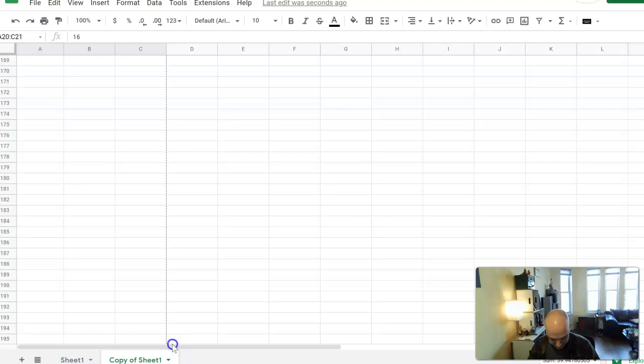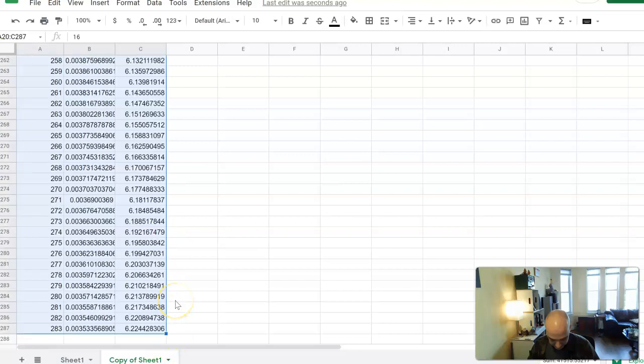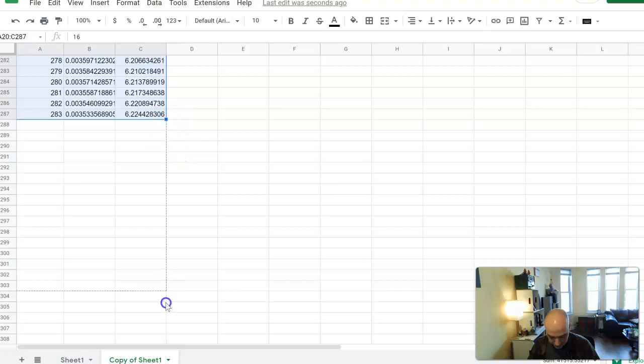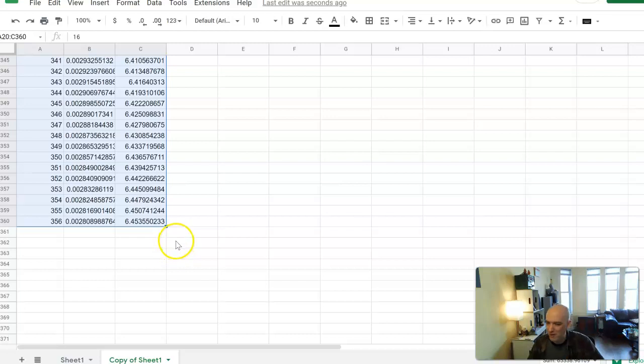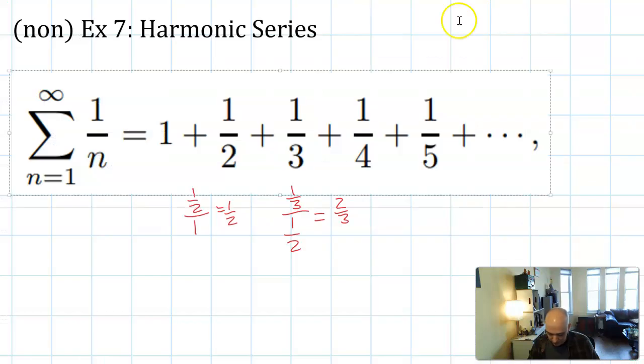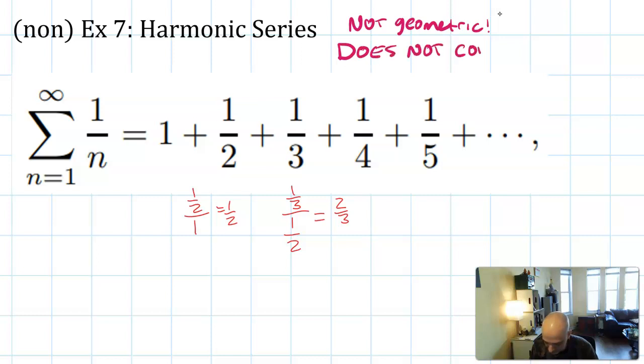Let's go down to about 200. All right, it's at 5.8. Oh, but see, now it's grown past 6 at 283. This is adding a little bit each time, and it's just going to keep growing. It's going to grow past 7, past 8. It's going to grow very, very slowly, but it is going to keep growing. So the harmonic series is not geometric, and importantly, does not converge to a finite value.